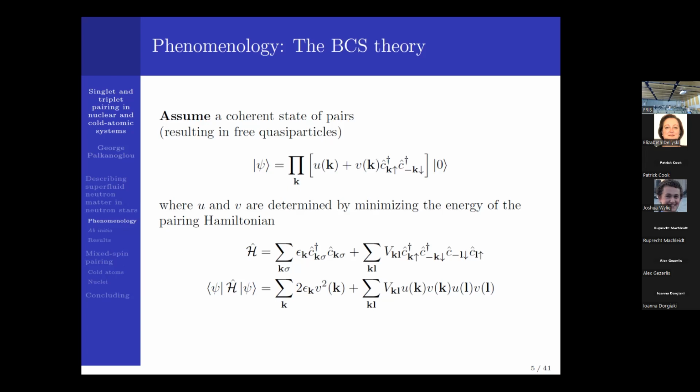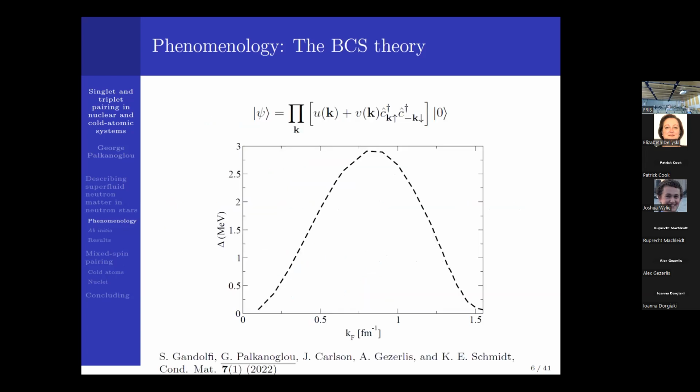Indeed, we can calculate, for example, the order parameter of the superfluid, which is the pairing gap. Essentially, the pairing gap is the binding energy of those pairs, which I put here on the y-axis, and on the x-axis is the Fermi momentum, which is essentially just a proxy for the density. So you can imagine the x-axis as going deeper into the star. We see that this is nothing new. We know that BCS predicts a sizable gap for neutrons in neutron stars.